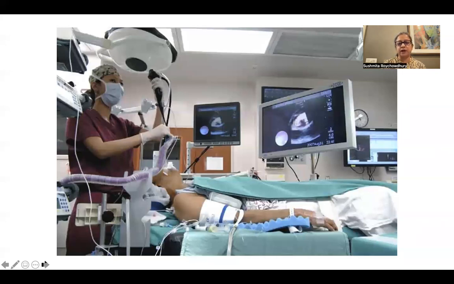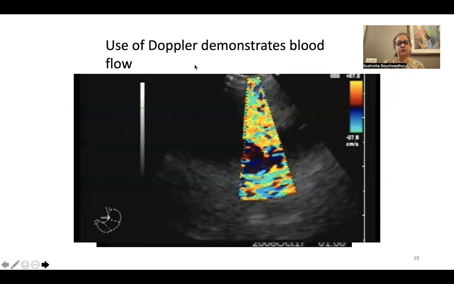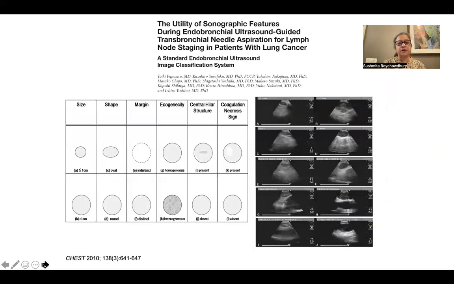So you will have two pictures, picture in picture here. This is the bronchoscopic picture and this is the endobronchial ultrasound picture that you can look at. And in real time, you can see your needle pierce the lymph node and move as you jab in and out. You jab in and out 12 to 14 times while suction is applied on the needle, and that will give you your diagnosis. Use of Doppler demonstrates blood flow.